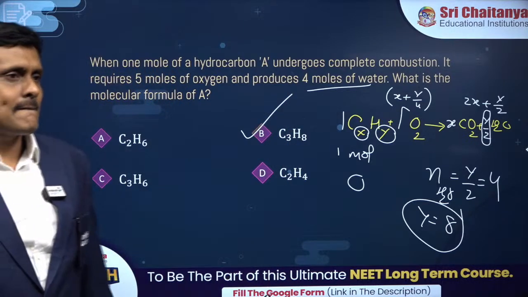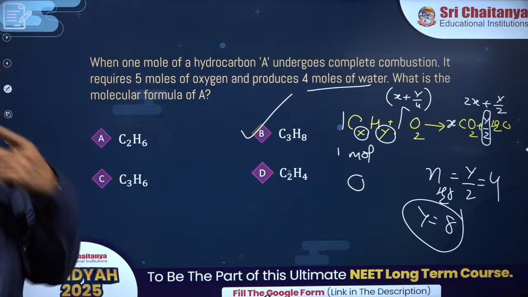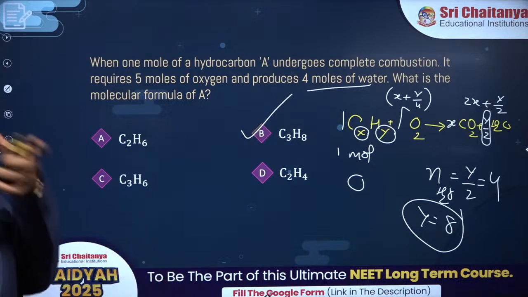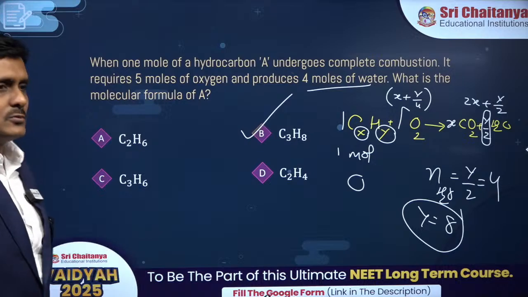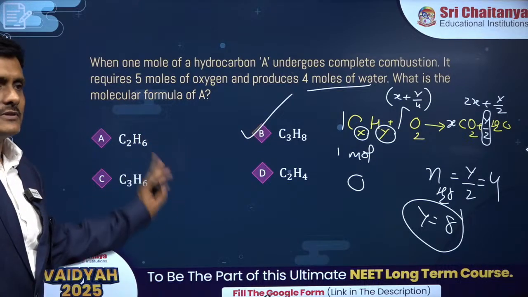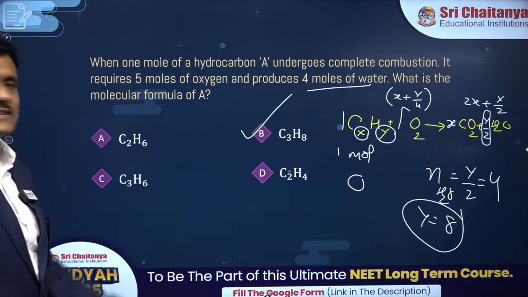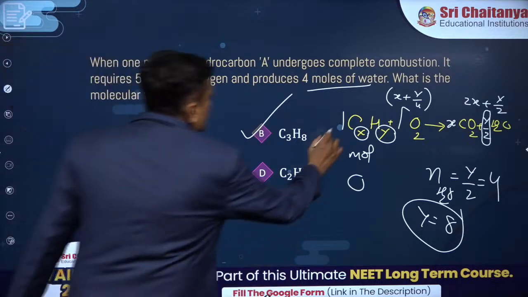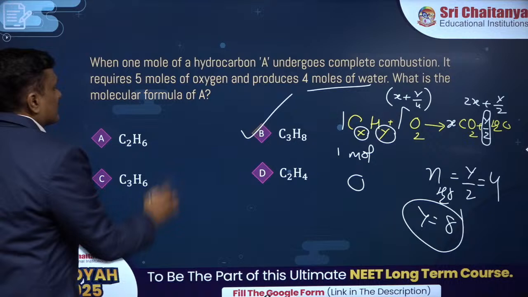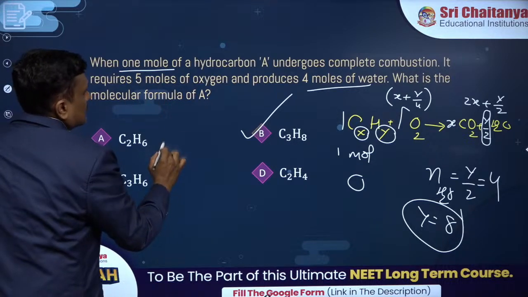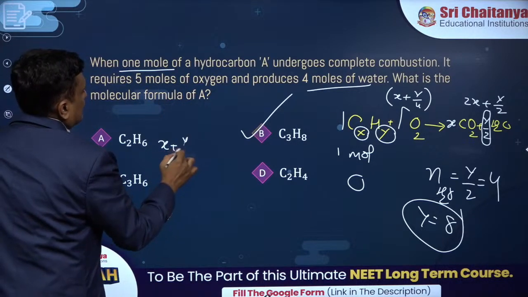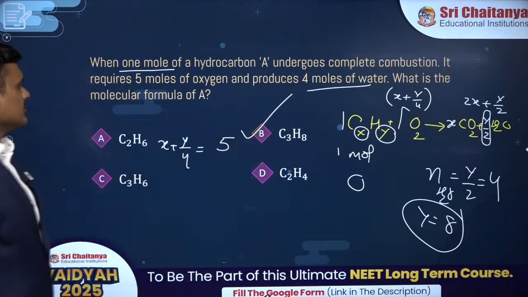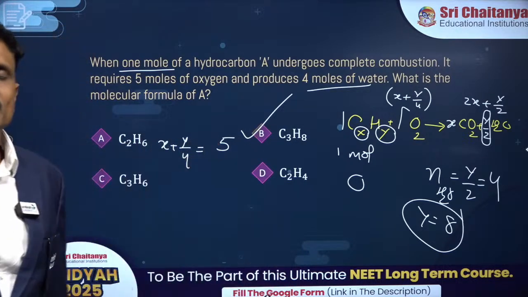Can you see buddies? Need not do the entire question, need not see what's happening to the x part. You can do it straight away without even checking the x value. You can easily do that. If you want to check for x, you can check. You can see 1 mole is reacting with x plus y by 4. So if you have taken 1 mole, the number of moles of oxygen is x plus y by 4, whose value is given to us as 5. Now you substitute the value of y as 8.